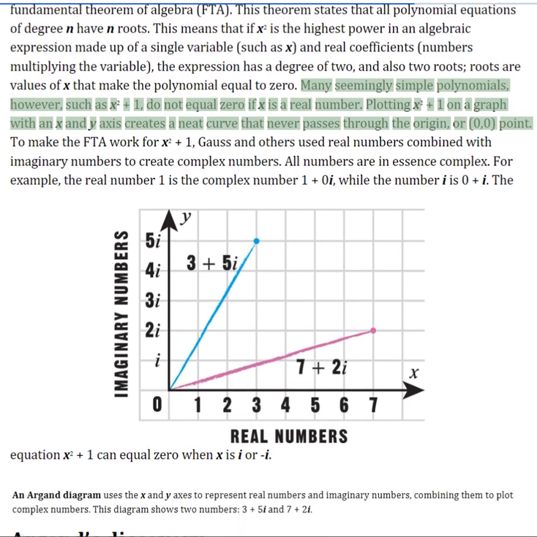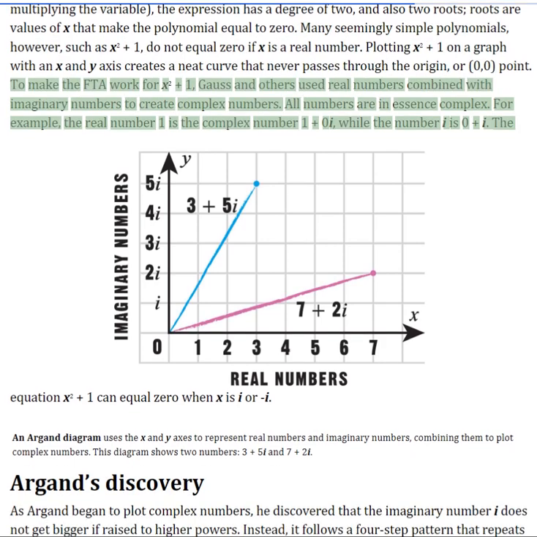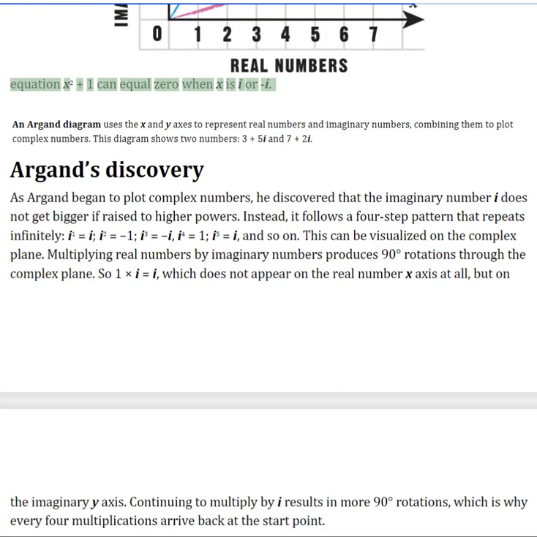Many seemingly simple polynomials, however, such as x² plus 1, do not equal 0 if x is a real number. Plotting x² plus 1 on a graph with an x and y axis creates a neat curve that never passes through the origin, or 0 point. To make the FTA work for x² plus 1, Gauss and others used real numbers combined with imaginary numbers to create complex numbers. All numbers are in essence complex. For example, the real number 1 is the complex number 1 plus 0i, while the number i is 0 plus i. The equation x² plus 1 can equal 0 when x is i or −i.